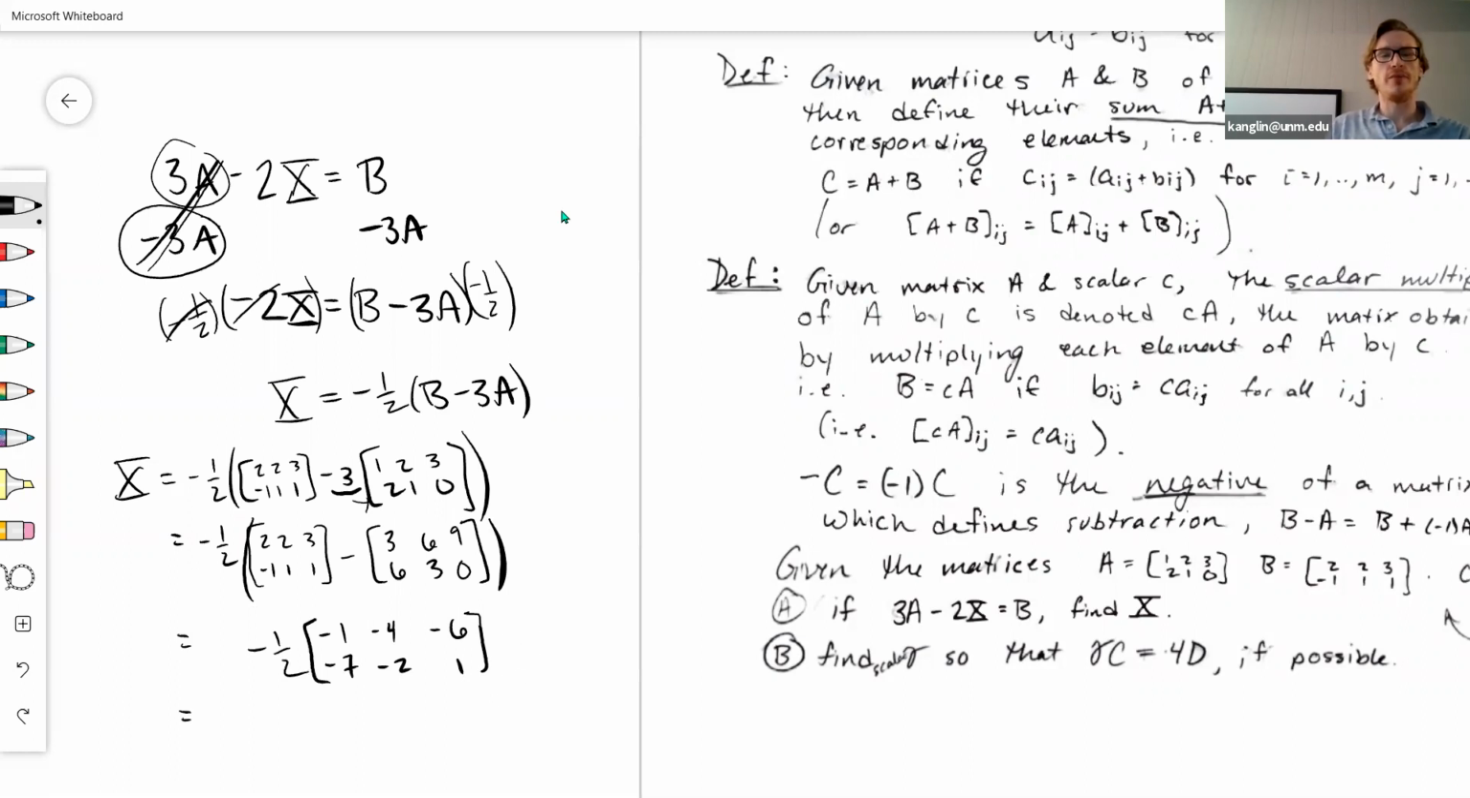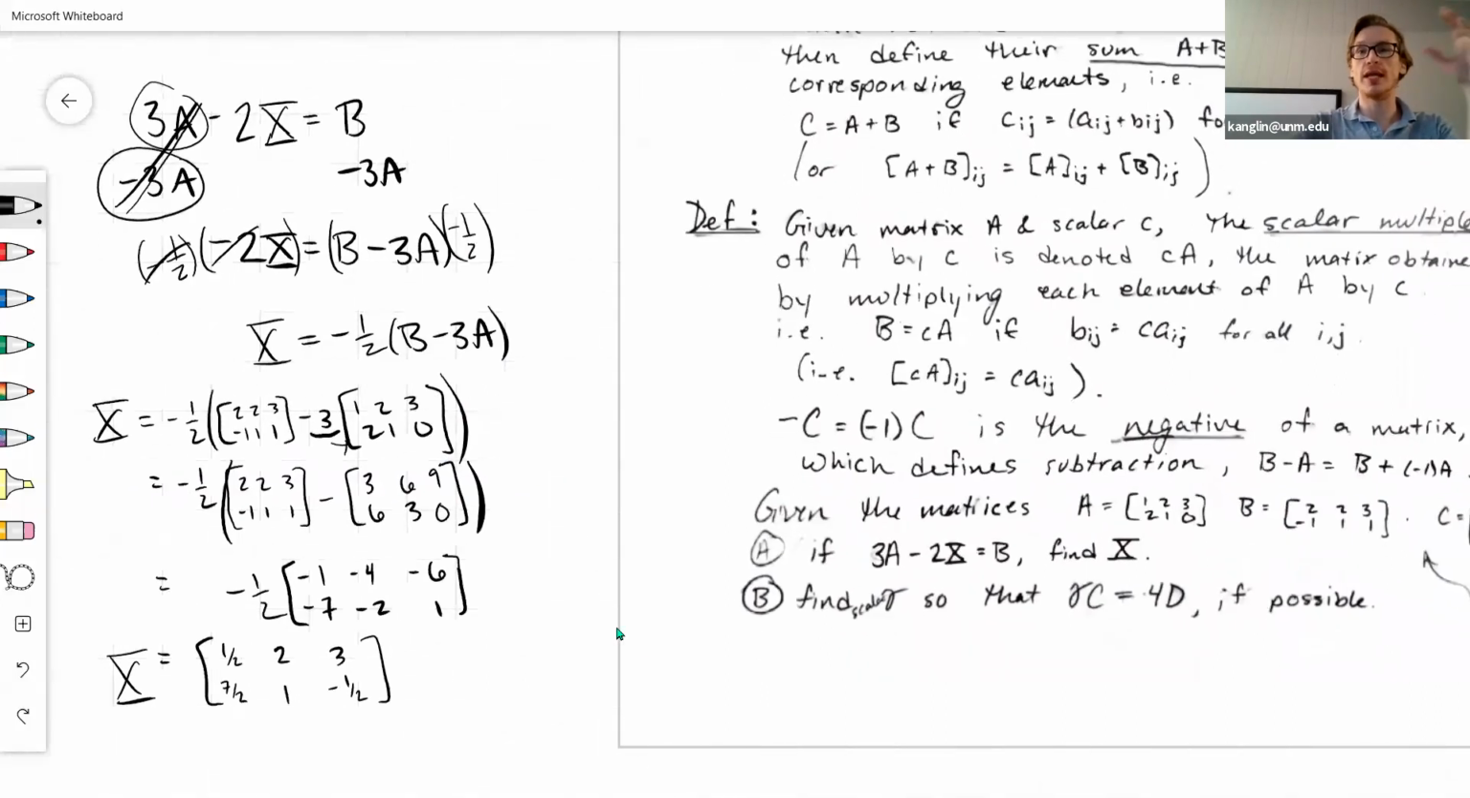And we multiply that through. Looks like we have positive 1/2, positive 2, positive 3, positive 7 halves, positive 1, and negative 1/2. So that's what x equals. So the point of this exercise is just to show that you have some freedom to use rules of algebra on these matrices. You just want to be sure you understand the limitations to those rules, which we'll see a little bit more of shortly in this video.